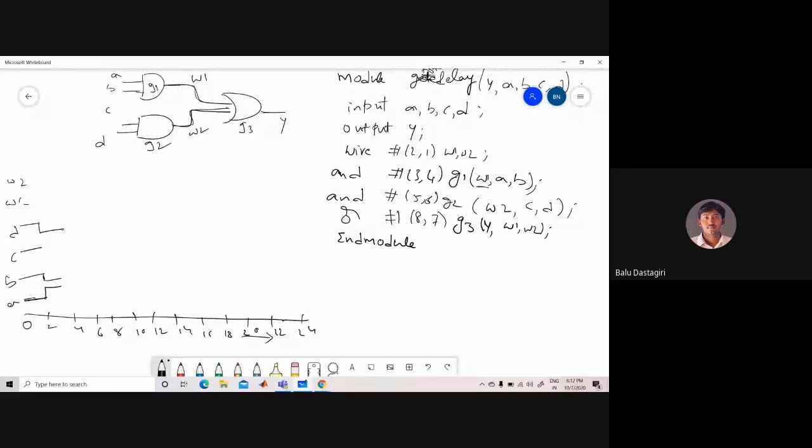So these are AND gates. Let's see, it is also 1. After B, what happens is that A is 1 and B is 0. Therefore the output will be 0. So the output will be initially at 0.